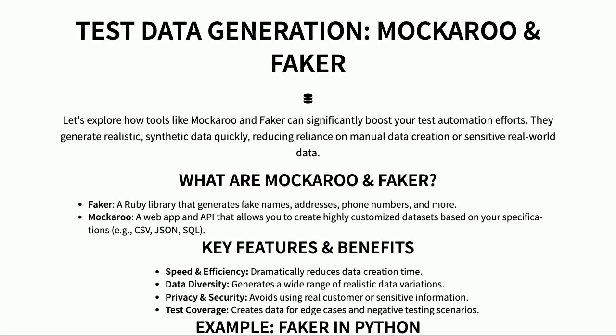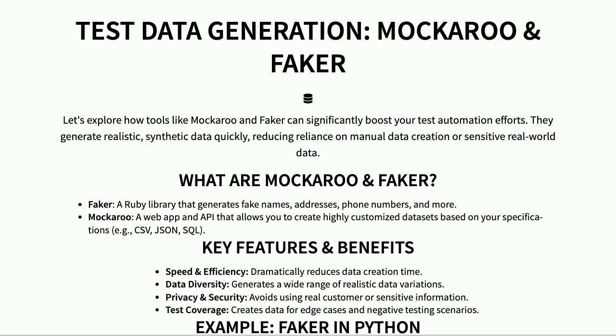Okay, let's talk about generating test data. As test automation engineers, we often need a lot of data to run our tests effectively. That's where tools like Mockaroo and Faker come in. Faker is a popular Ruby library that can create things like fake names, addresses, and phone numbers, basically anything you need for realistic testing.